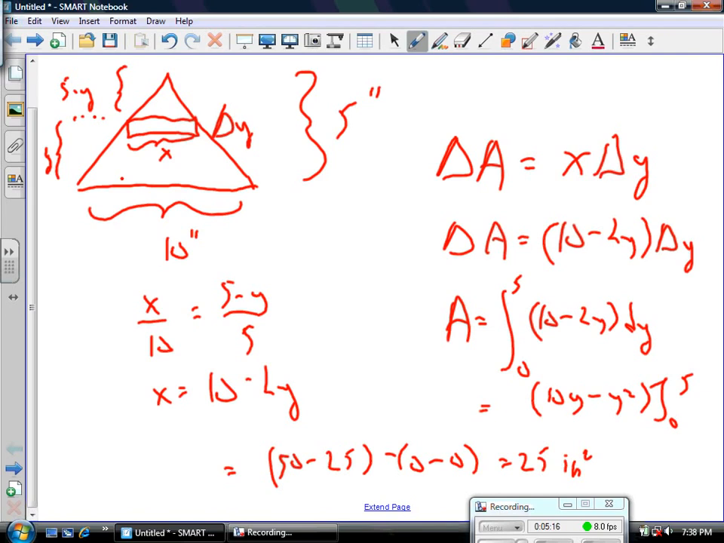Which is what we said in the first place, 1/2 base times height. 1/2 times 10 times 5 is 25, right? But this is the hard way to do it, right? Not really. This is going to allow you to find the area and pretty soon the volume of a lot of weird shapes that you wouldn't otherwise know how to do.